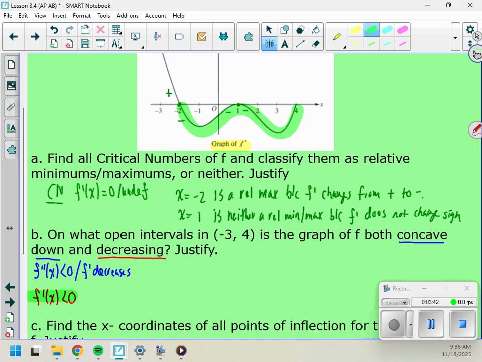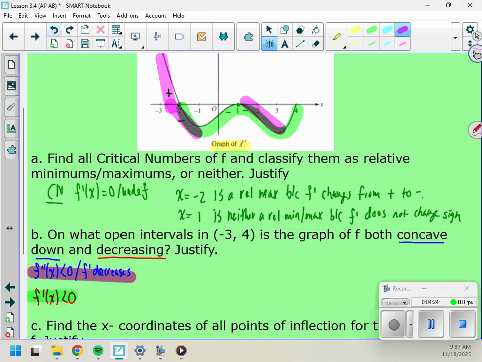Now, when is f concave down? I'm going to highlight that in purple. Okay, so when is f concave down? That will happen when f prime decreases. So f prime decreases, like right here is where f prime decreases, and it goes down to right about there. f prime decreases like right to here, okay? And then it also decreases like right here as well. So these are the places where f is going to be concave down.